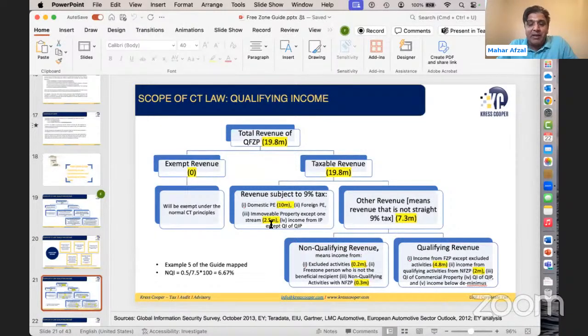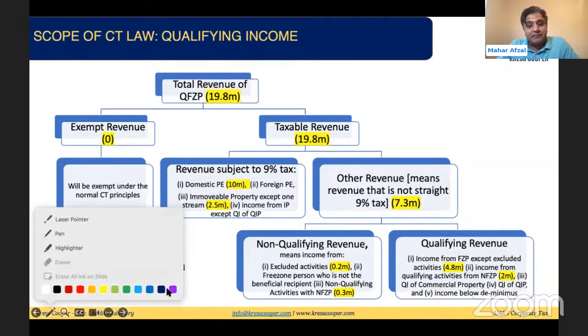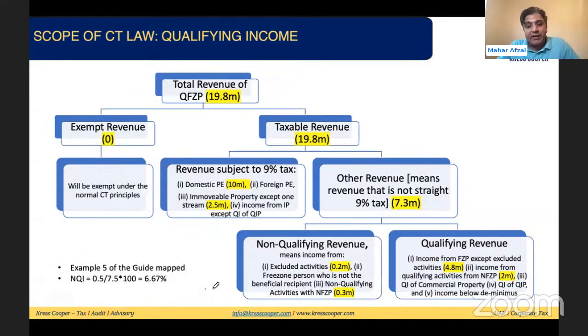Total taxable revenue is 19.8 million because exempt income is zero, which is subject to tax. This 10 million and 2.5 million, 12.5 million, is the income which is straightforwardly subject to tax. Remaining is 7.3 million. This 7.3 million is the non-qualifying income, which is income from the excluded activities and non-qualifying activities, and income that is being generated from the non-free zone person. Remaining is the qualifying revenue.